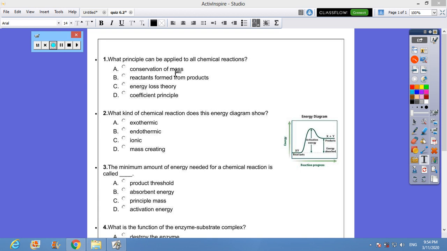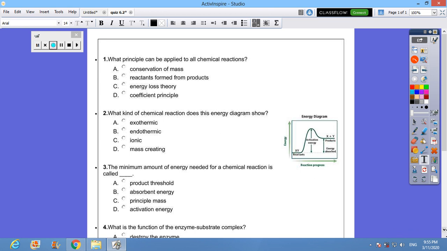Is it conservation of mass, reactants formed from products, energy loss theory, or coefficient principle? The proper answer is A, conservation of mass.